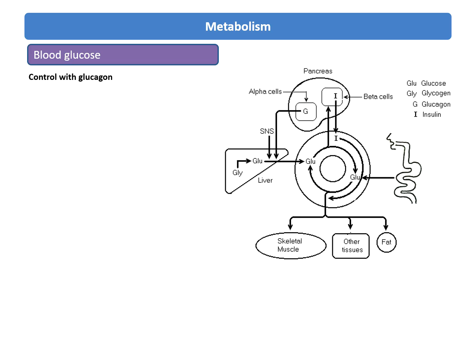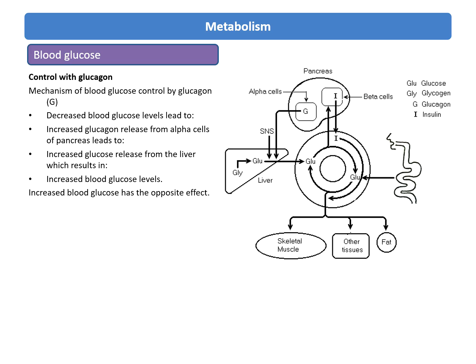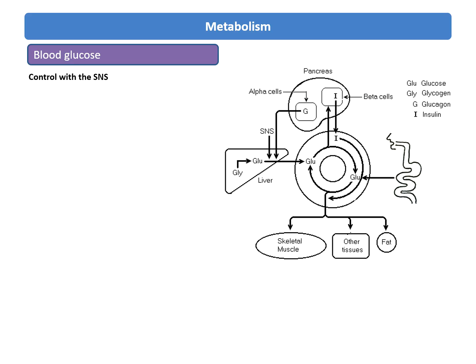What about control with glucagon? The mechanism of blood glucose control by glucagon involves detecting decreased blood glucose levels, which leads to glucagon release from the alpha cells of the pancreas, and this results in increased glucose release from the liver. It results in increased blood glucose levels, restoring those levels back to normal.